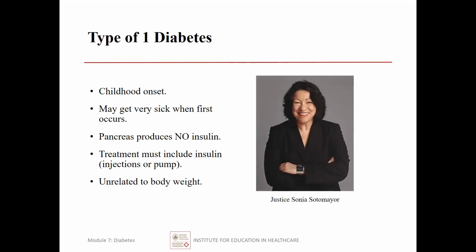So the treatment for them has to include insulin, and they may give it to themselves by injection several times a day, or they may be put on an insulin pump, which gives them small amounts of insulin constantly. Type 1 diabetes is usually unrelated to body weight, so it doesn't have anything to do with being overweight or being obese. And I have a picture here of a famous type 1 diabetic, Justice Sonia Sotomayor, who of course is one of our Supreme Court judges.